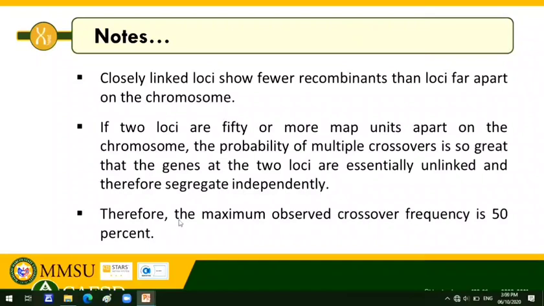Therefore, the maximum observed crossover frequency is 50%. So, kapag nag-compute ka ng percent crossover or map distance, dapat ang maximum lang na makakompute ay 50%. Okay? If the computed value is higher than 50%, check your solution. Okay? Kasi dalawang genes yung kino-compute mo sa isang chromosome. Okay? Dalawang loci rather. Okay?